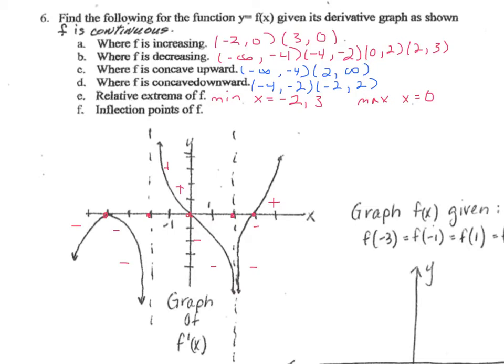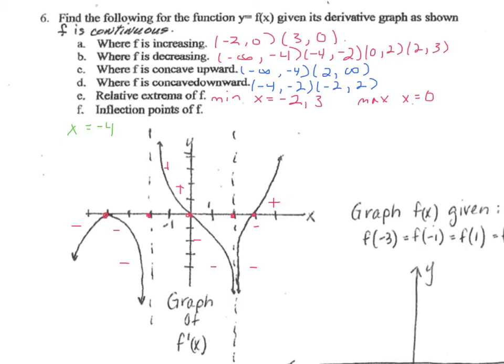Points of inflection occur when the first derivative changes from increasing to decreasing or vice versa. So at -4, our graph switches from increasing to decreasing. So we will have a POI there. At -2, our graph switches from decreasing. Actually, it's just decreasing to more decreasing. So we won't have a POI at -2.